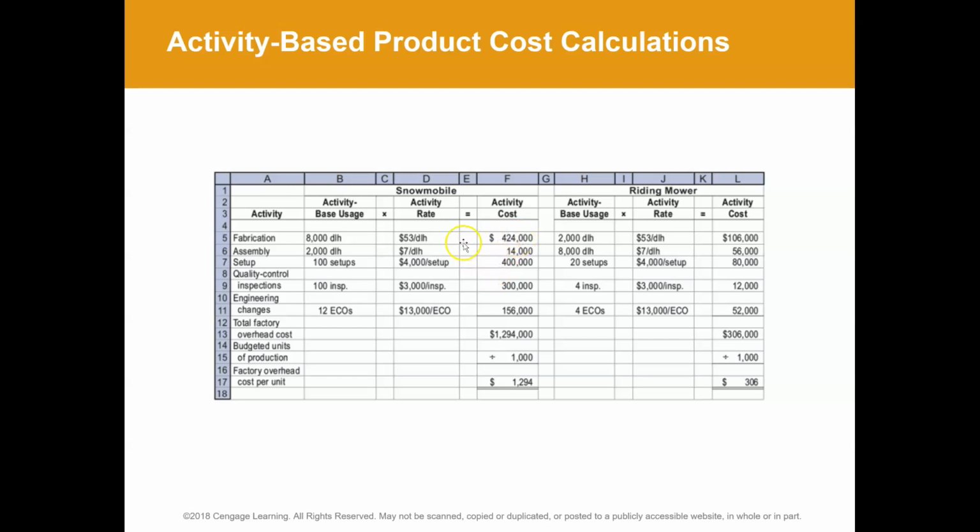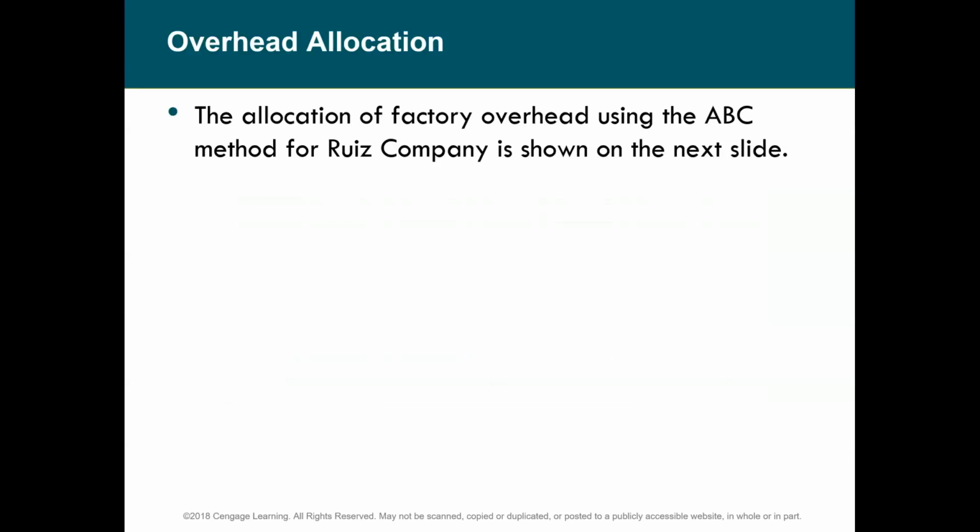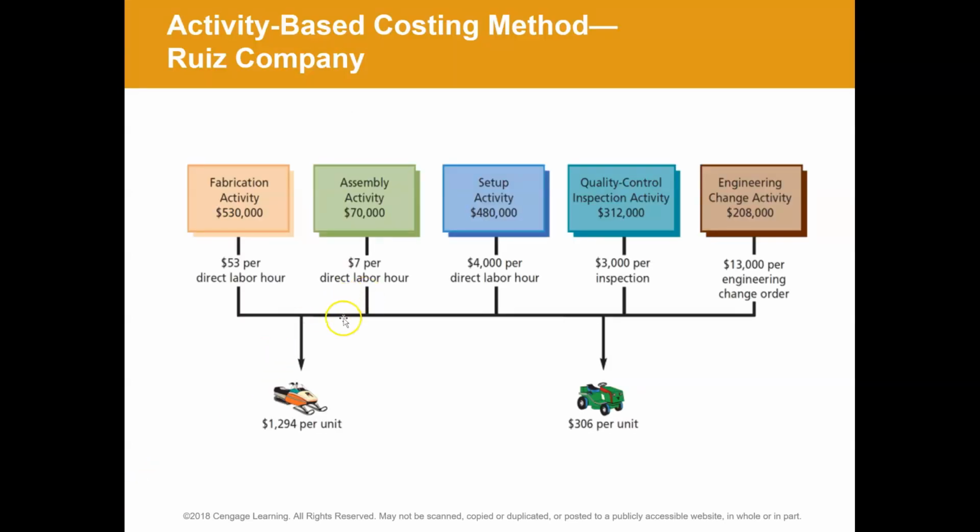Okay, so here is our cost for snowmobiles. Our total overhead cost is $12.94 divided by 1,000 snowmobiles. That's $12.94 per snowmobile. And for the riding mower, our total costs are $306 divided by 1,000 units, which would give us $306 per unit. So that would make a really big difference. This would be the allocation using ABC. There's the $12.94 and there's the $306.